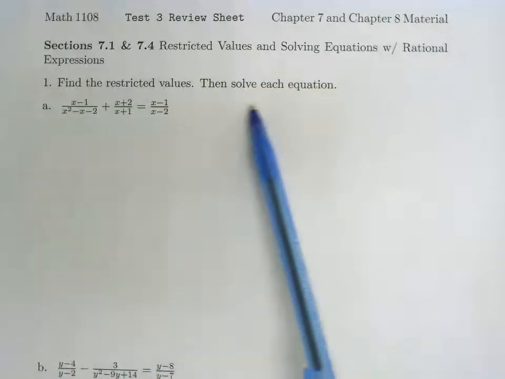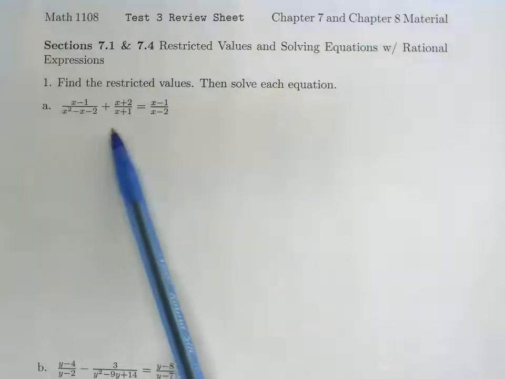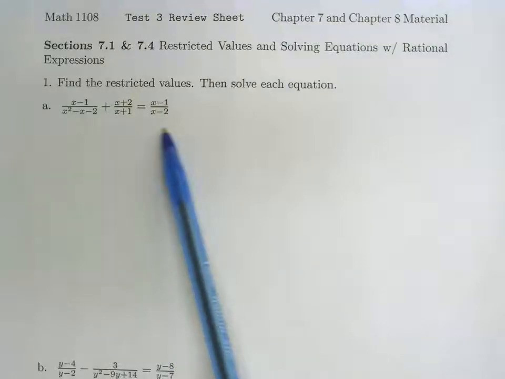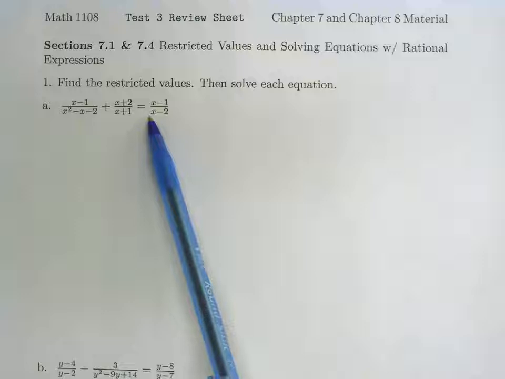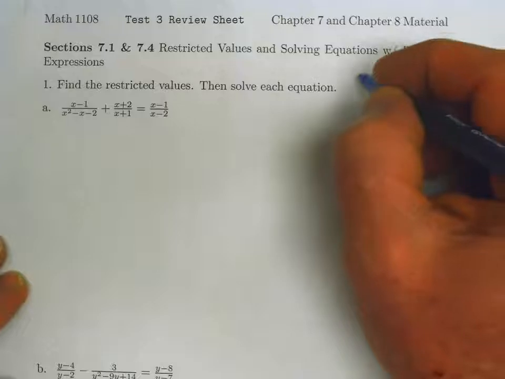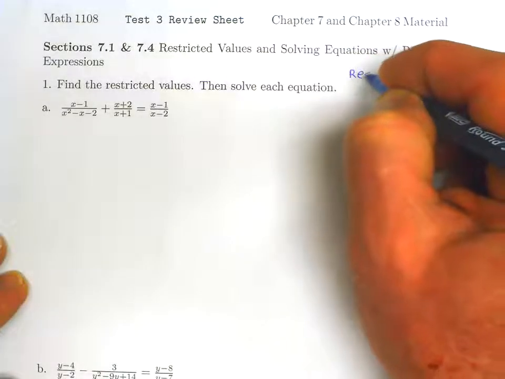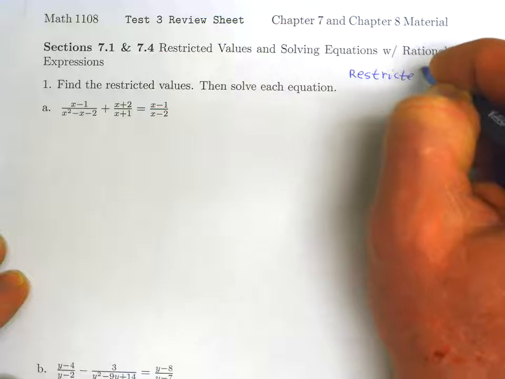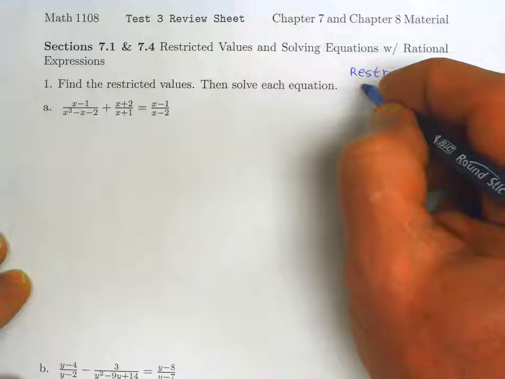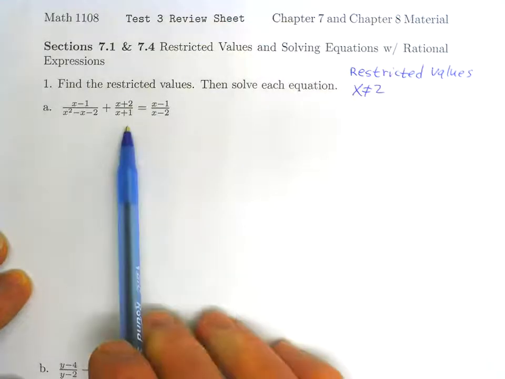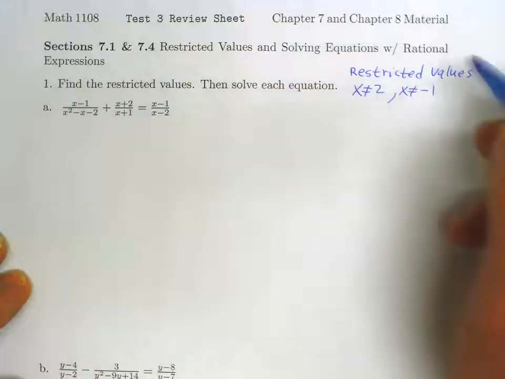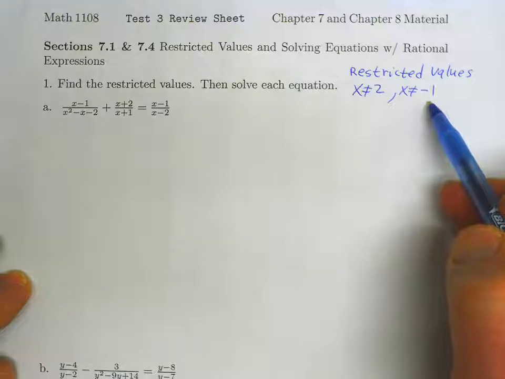Find the restricted values, then solve each equation. The restricted values come from the x values that make a denominator 0. So one of the restricted values is positive 2. So up here I'll just note what the restricted values are. Okay, so one of the restricted values, we say x cannot be 2. This denominator x plus 1 means x cannot equal negative 1. Negative 1 is the other restricted value.